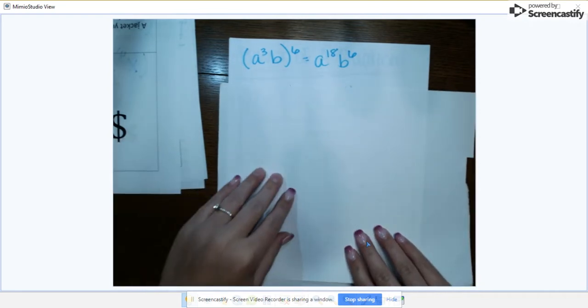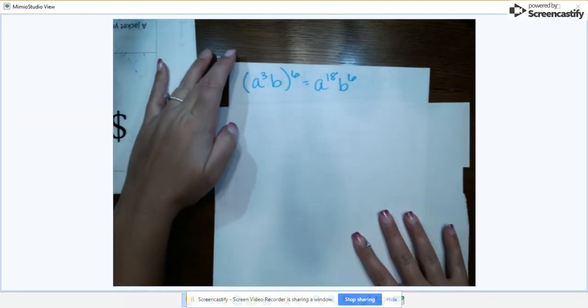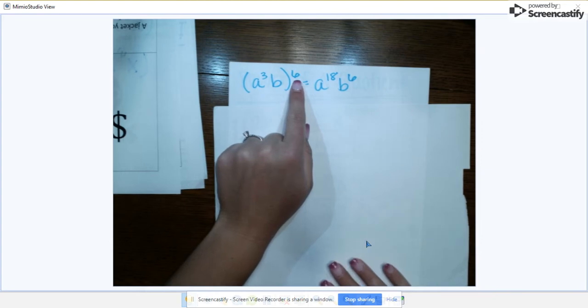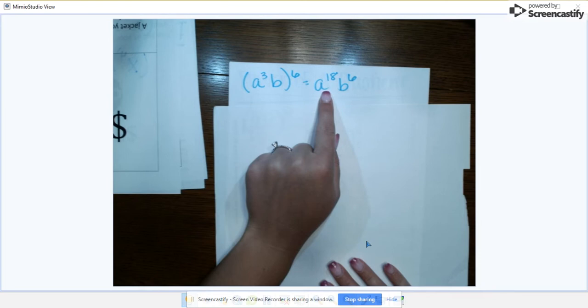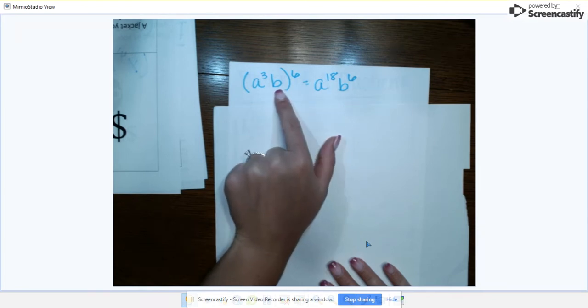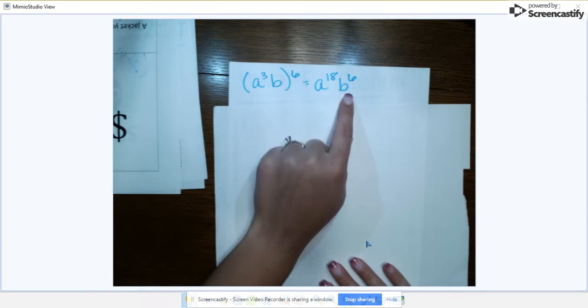Here's that power of a product. Remember, everything inside your parentheses gets this power multiplied. So a to the 3rd times 6 would be a to the 18th. This is a b to the 1st, so 1 times 6 gives us b to the 6th.